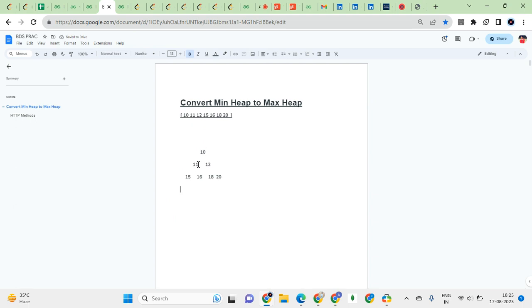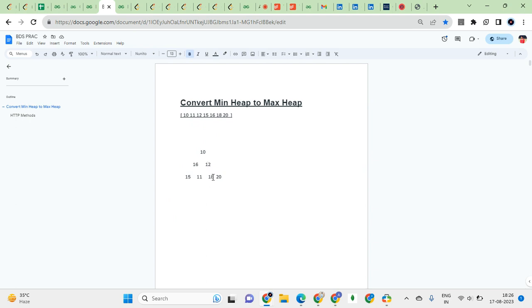Now to process the root, let's say I process 11 first, and then I process 15. As a single node 15 is fine, and 16 as a single node is fine. But when I talk about a max heap, 16 would come here and 11 will come here. Okay, fine, this part looks fine. Now what about this part? 20 will come over here.